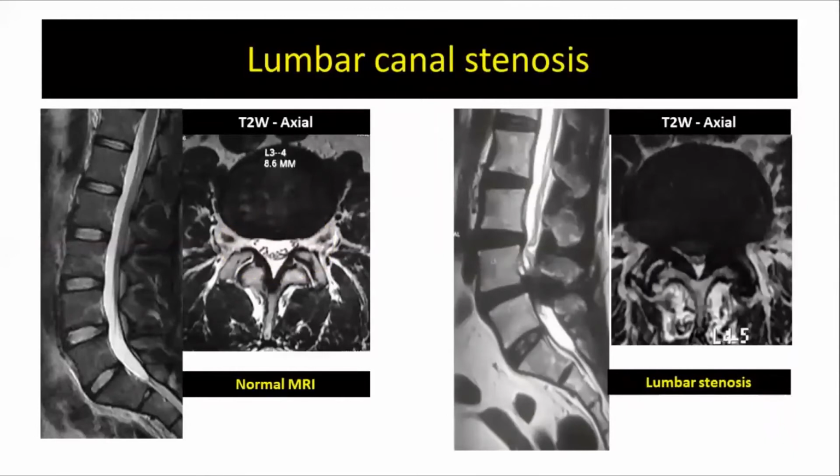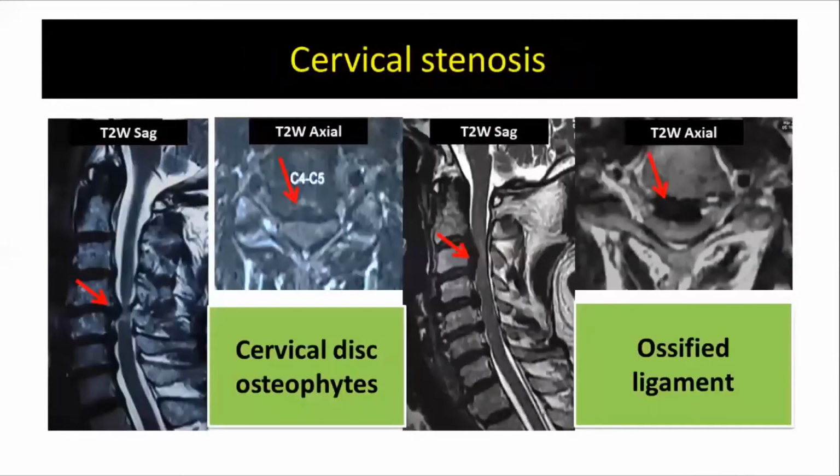Similarly, you can see a lumbar canal stenosis. So on left hand side, the nerve roots are free inside the dural sac. On the right hand side, because of the disc, because of the ligamentum flavum hypertrophy, because of facet arthritis, there is a significant narrowing and compression on these nerve roots. Similarly, cervical spine stenosis due to an osteophyte disc complex or an ossified ligament can be very well visualized on an MRI.